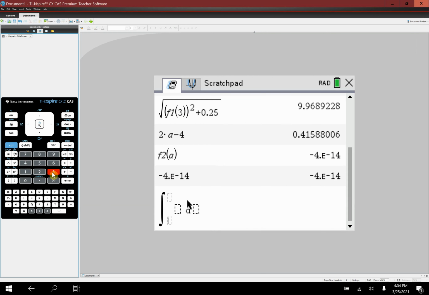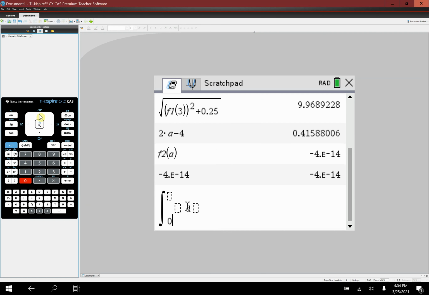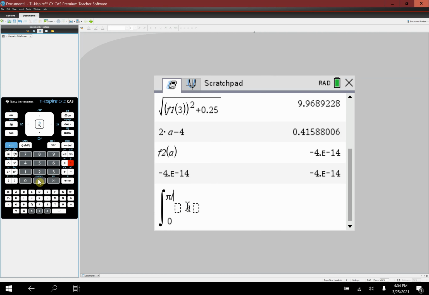So menu, calculus, integral. We're going from 0 up to, I think they told us pi over 2, didn't they? So there's two ways to do it. Pi is down here. You can do pi divided by 2. You can also just literally type in pi, wherever the p went. There we go, pi, and it knows that that means pi over 2 as well.